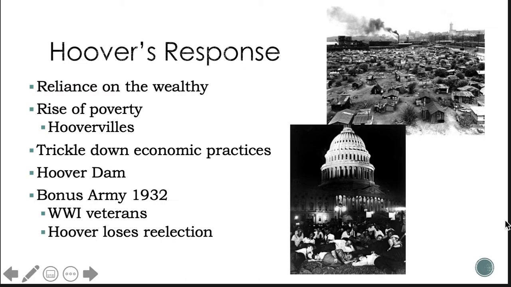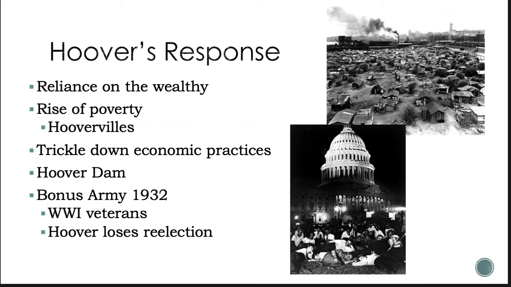So what we're also going to see that doesn't really help Hoover at all is the Bonus Army of 1932. In 1924, Congress is going to reward veterans of World War I with certificates redeemable in 1945 for $1,000 each. Now, $1,000 is a lot of money. By 1932, though, many of these former servicemen had lost their jobs and their whole life savings because of the Depression, because of the crash. And they're going to come to Congress and say, can we redeem our bonus certificates early?